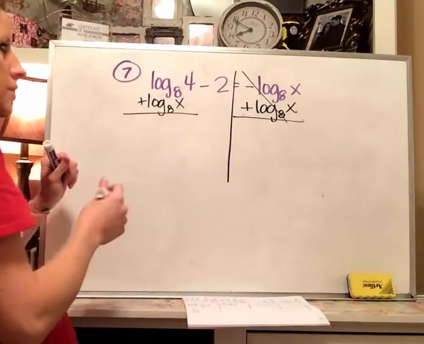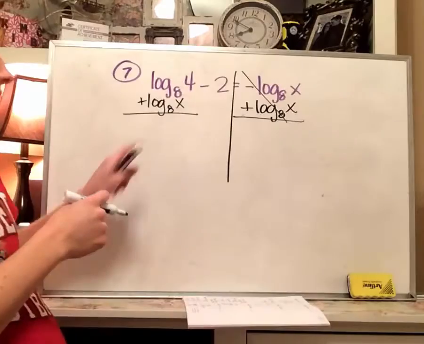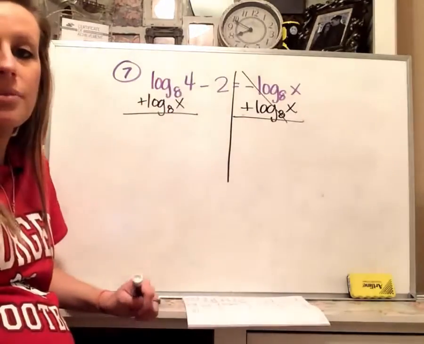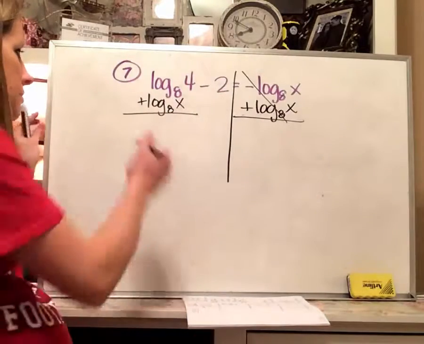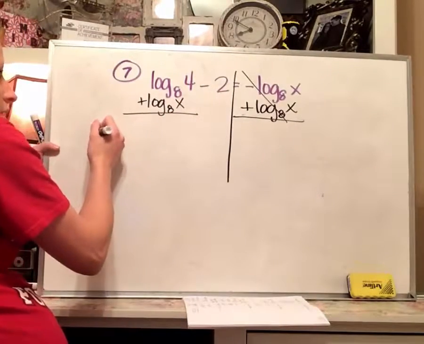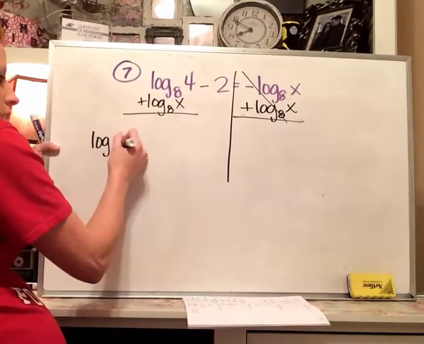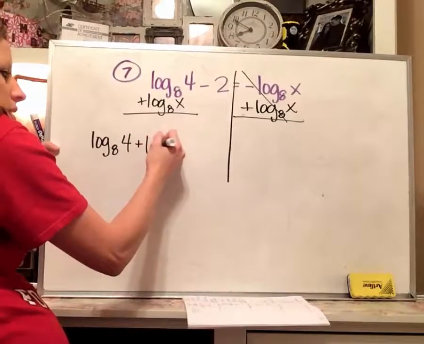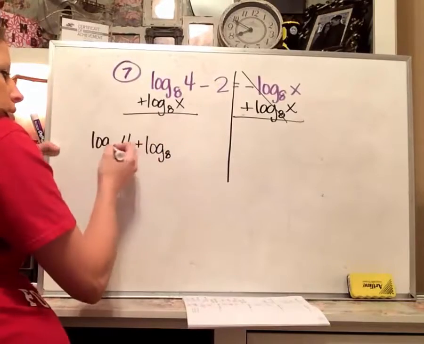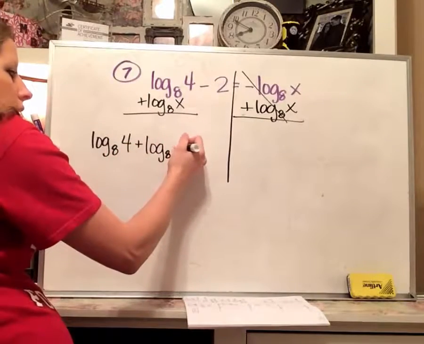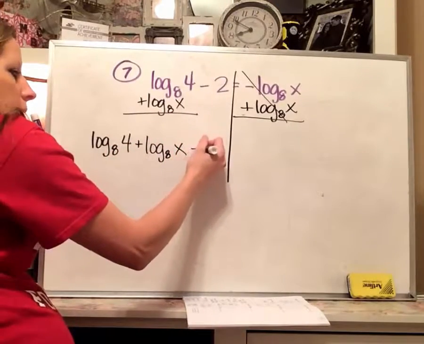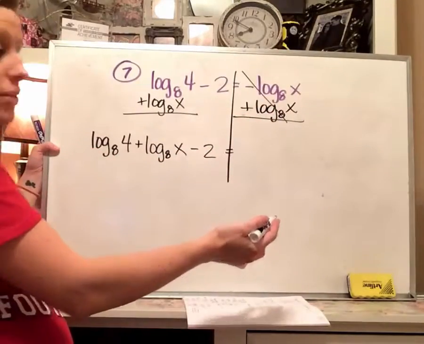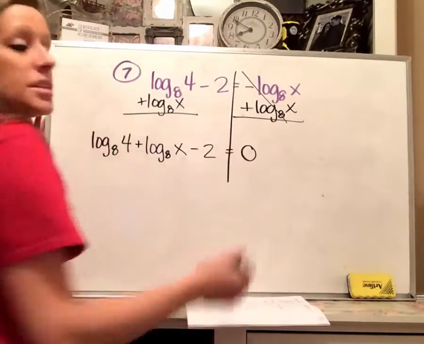So now I have log base 8 of 4 plus log base 8 of x minus 2. I'm going to go ahead and write all of this out just so you guys can see it one step at a time. So log base 8 of 4 plus log base 8 of x minus 2 equals, and I don't have anything on the right side, so I'm going to put 0.